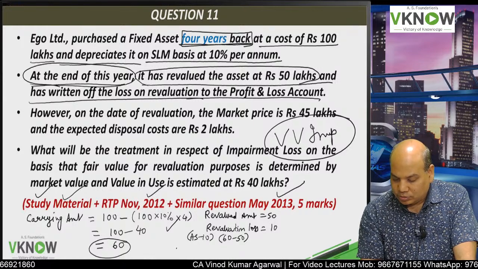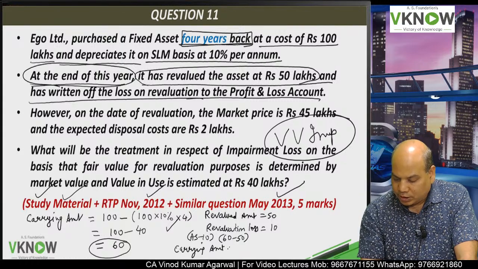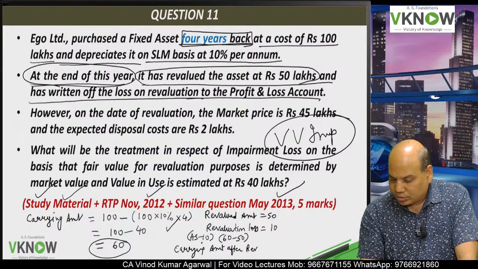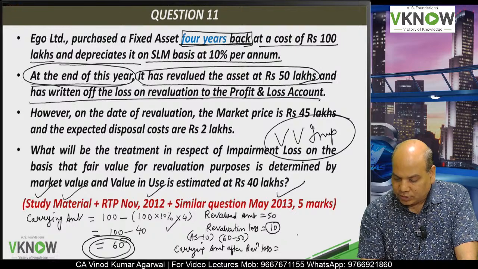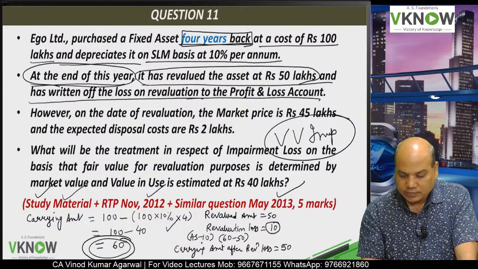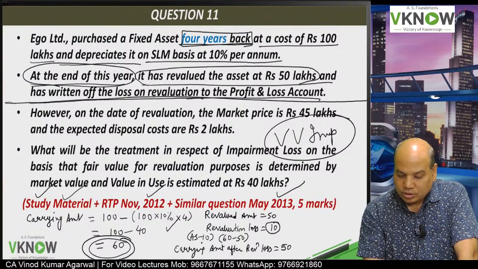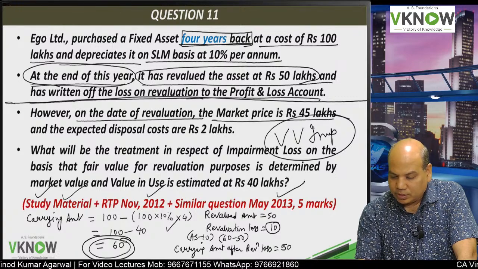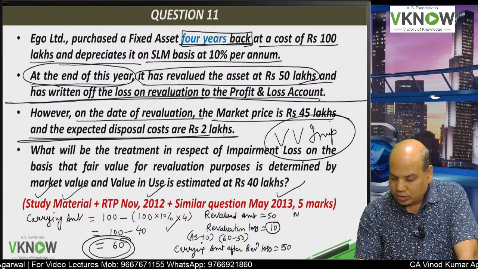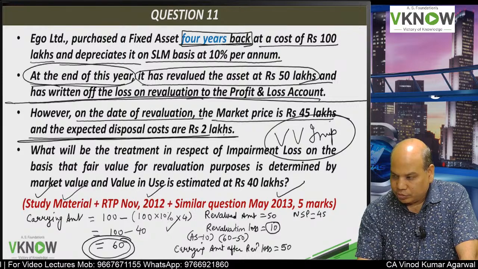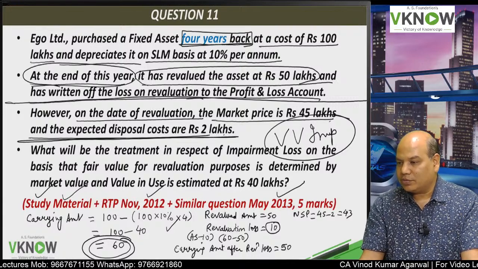So now my carrying amount, please reply, what will be carrying amount after revaluation loss? It was 60 minus 10, so now the answer is 50. Up to this is revaluation adjustment. I will draw a line here. However, on the date of revaluation, the market price is 45 lakh and the expected cost of disposal is 2 lakh. So net selling price is 45 minus 2 is 43 lakh. That is net selling price.